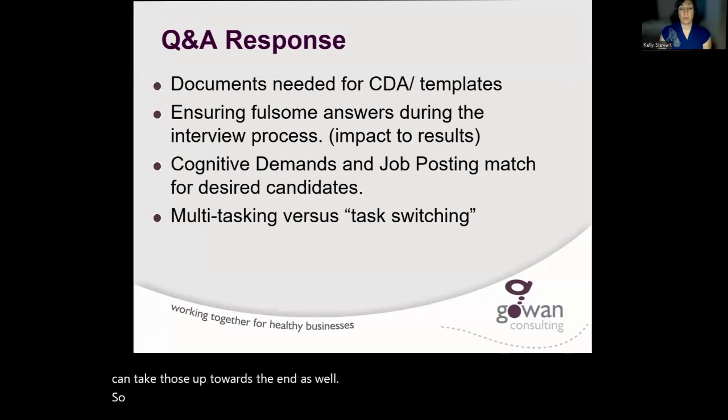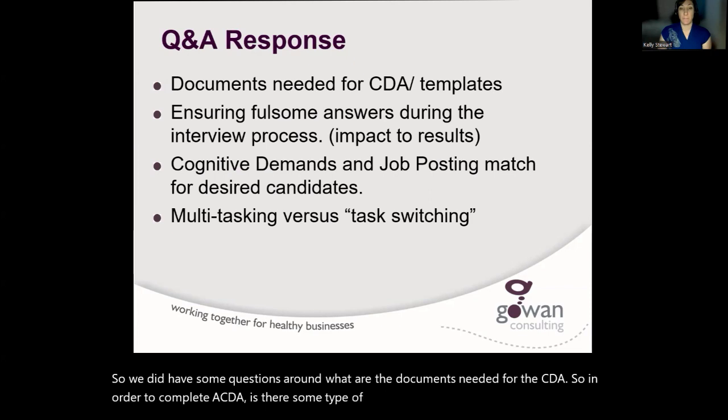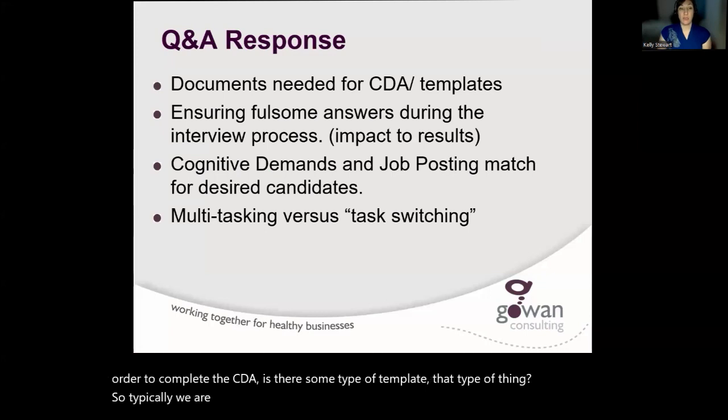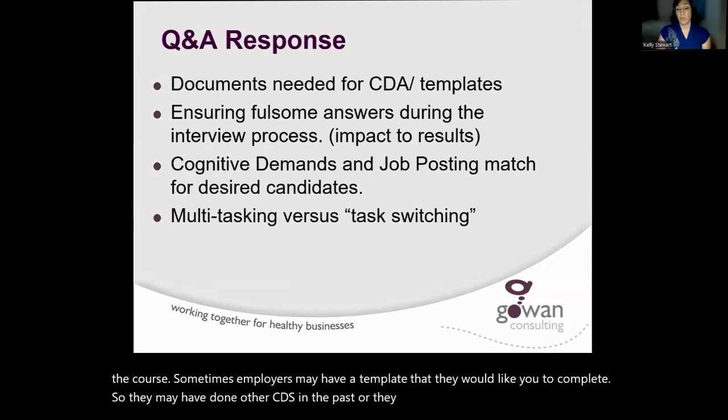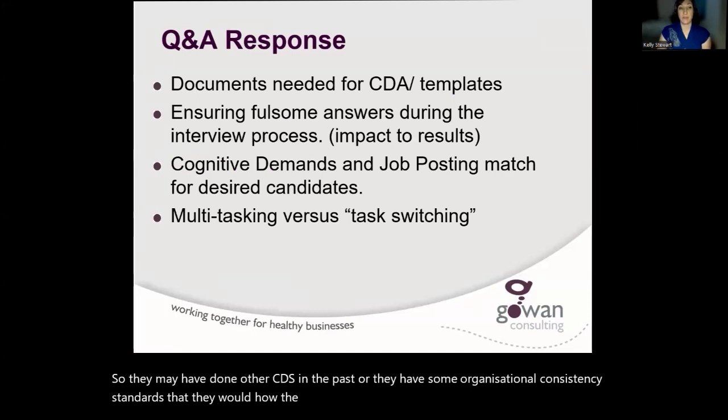So we did have some questions around what are the documents needed for the CDA. So in order to complete a CDA, is there some type of template, that type of thing? Typically we are using a modified version of a specific tool, and we will look at that within the course. Sometimes employers may have a template that they would like you to complete. They may have done other CDAs in the past, or they have some organizational consistency standards that they would like in how the document looks. So sometimes we are working on adapting those with what the employer is asking for in terms of the template that we're using.